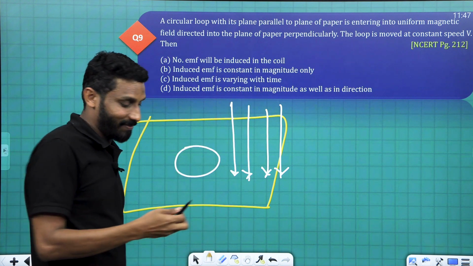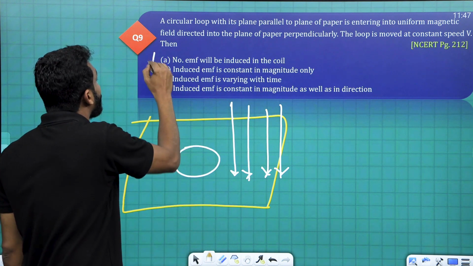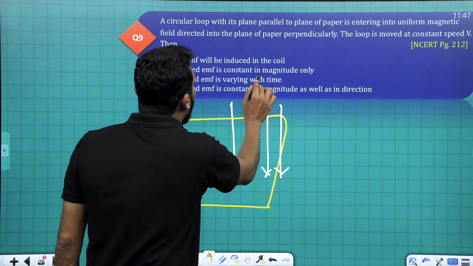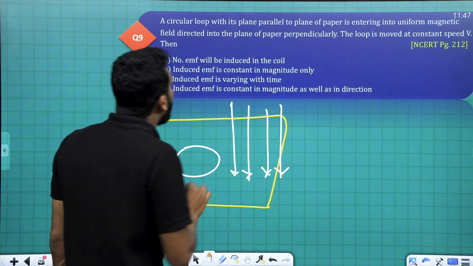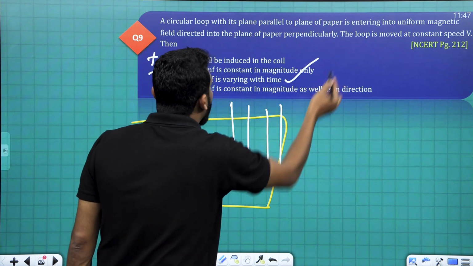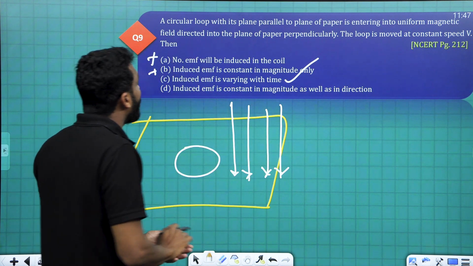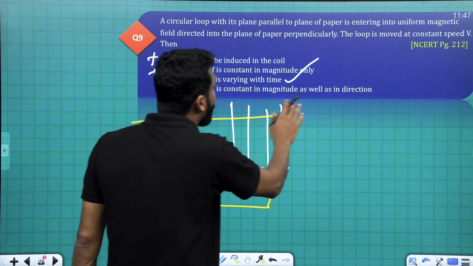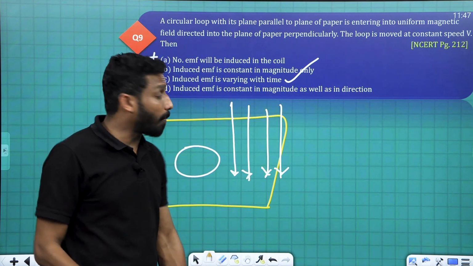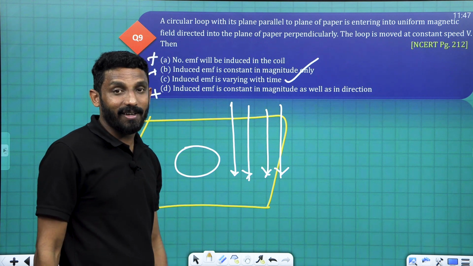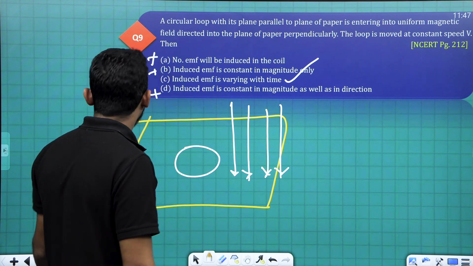That is wrong. Induced EMF is constant in magnitude only. That is wrong. Induced EMF is varying with the time. It is varying initially. Induced EMF is constant in magnitude. That is wrong. So the answer is option C. Clear? Okay, the next one.